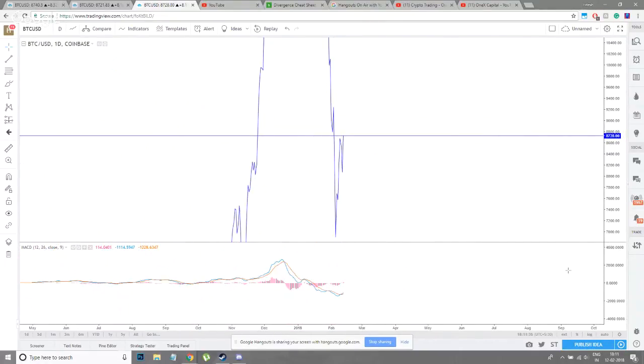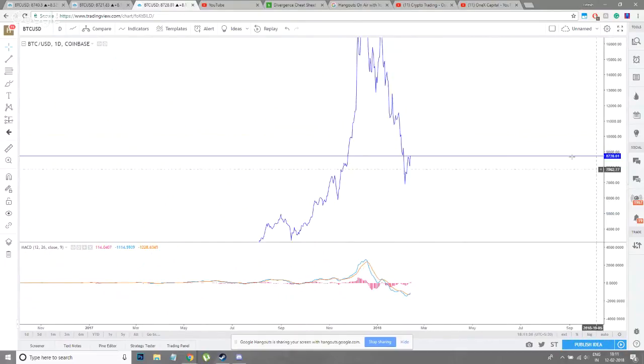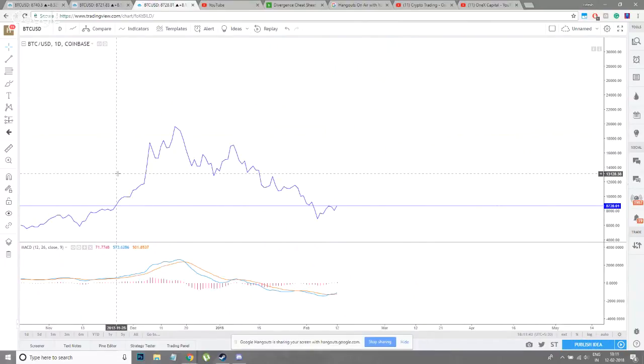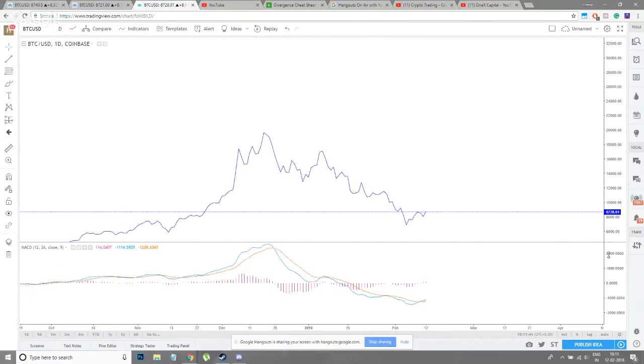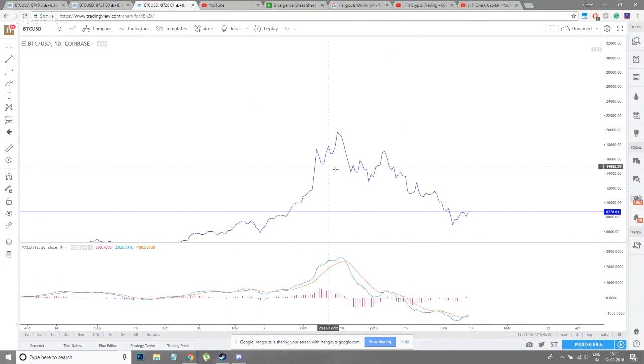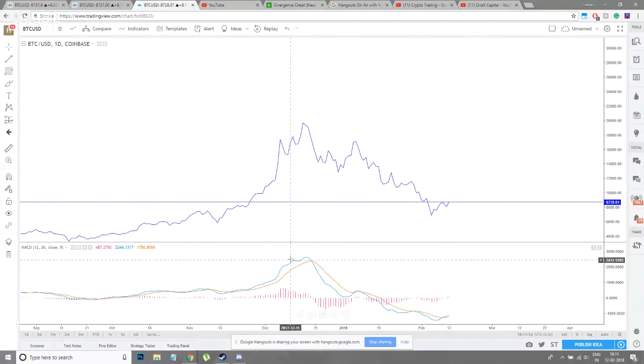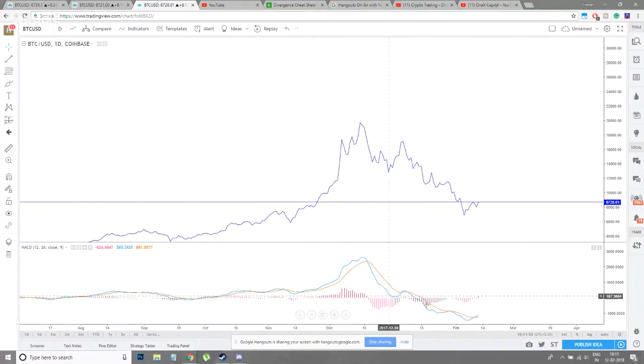Because it doesn't have an upper bound or a lower bound, it's not supposed to be used as an indicator of when it's overbought and oversold. It's rather supposed to be used as an indicator of where you should enter, exit, and look for positions.